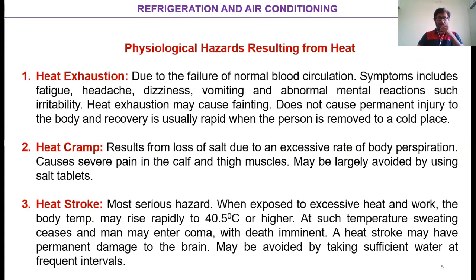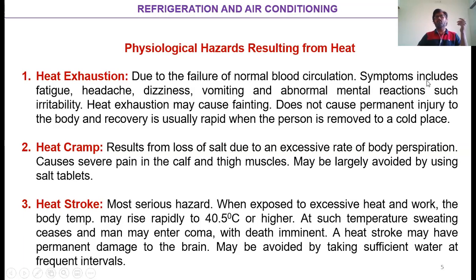Now, due to the higher surrounding temperature, the blood circulation which normally takes place in the human body is getting adversely affected. The pressure of the blood in our body gets disturbed, or the blood vessels get slightly expanded, and then there will be pooling of the blood in the lower limbs of the human body. So less blood will be circulated toward the heart and toward the brain as well, isn't it? So due to the failure of the normal blood circulation, heat exhaustion normally takes place.